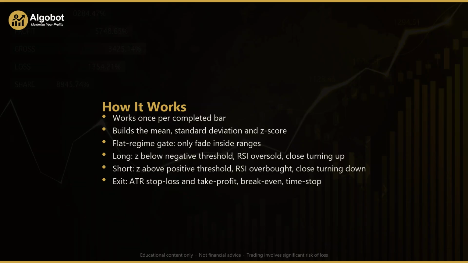On entry, risk is defined immediately. The stop loss is placed at a multiple of the average true range away from entry, 1.5 times by default. The take profit is placed at a larger multiple, 2 times the average true range, giving a reward-to-risk ratio of roughly 1.3 to 1. While a trade is open, 2 management rules apply. Once price has moved in favor by 1 average true range, the stop is moved to the entry price, a break-even adjustment that reduces exposure. And if the trade hasn't resolved within a set number of bars, 30 by default, the time stop closes it, releasing capital rather than letting the position drift indefinitely.